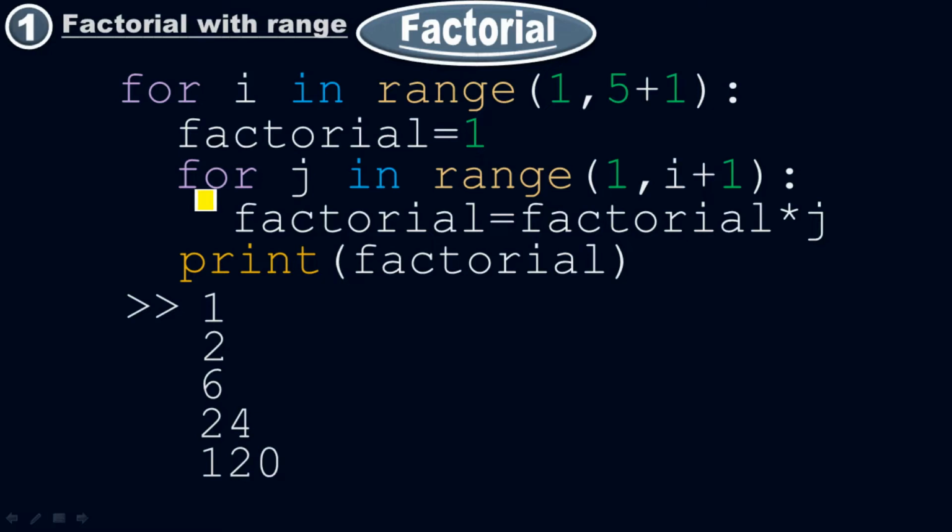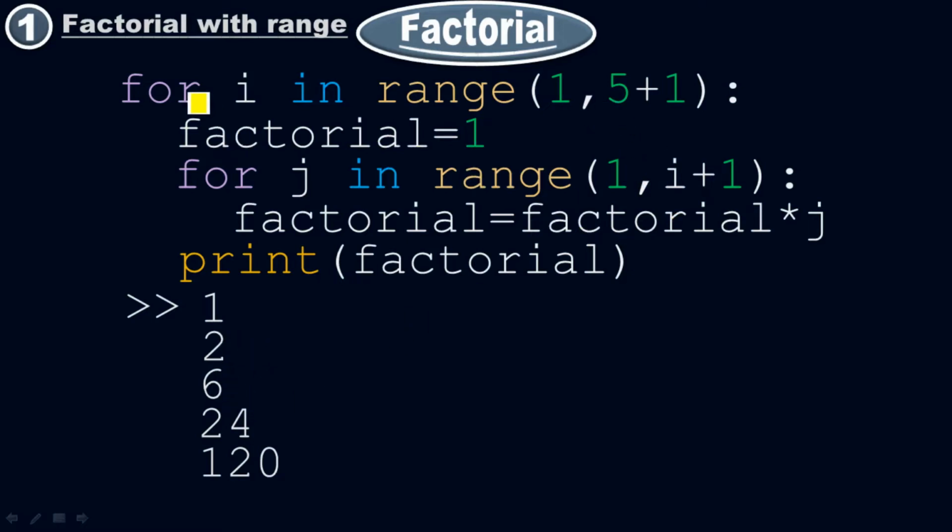Then the inner loop will activate. It will iterate over the first item, which is 1 here. Therefore we got 1 here. And then again the outer loop will activate for the second time, for the second item. The second item after 1 is 2. Then the inner loop will activate and iterate over the second item. The second item here is actually i. Now look at the formula. Initially factorial equals 1. So we will have 1 times 2, the second value. The second value is 2. Therefore we will have 1 times 2.